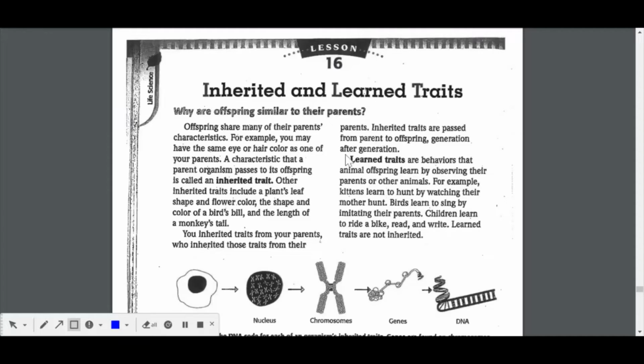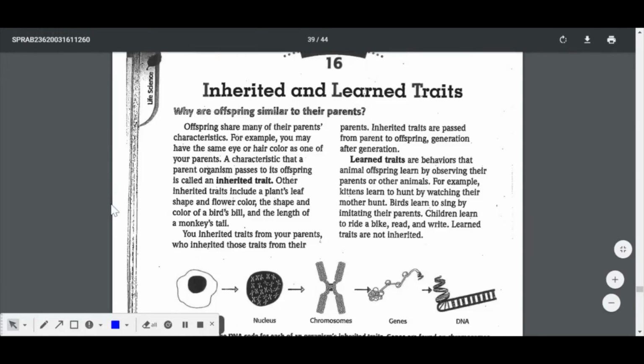The other portion of this is learned traits. Okay, and those, it says, are behaviors that an animal offspring learns by observing parents. So it gives you the example of kittens learning to hunt by watching their mother hunt. Right? They're watching, they're learning, and they're growing.